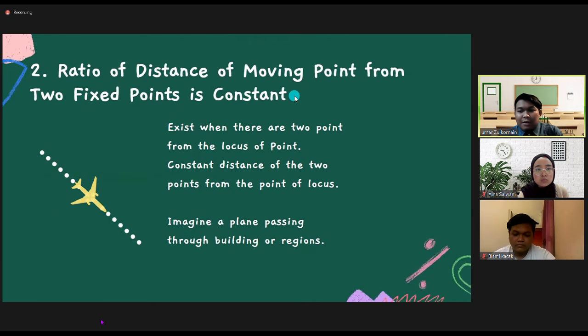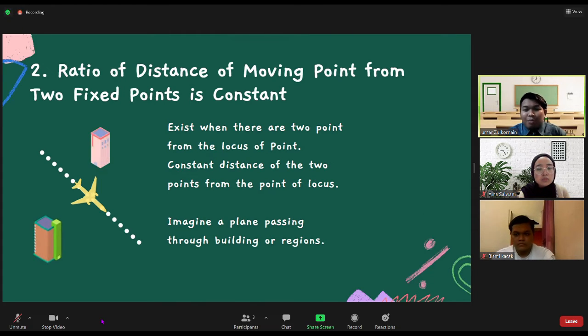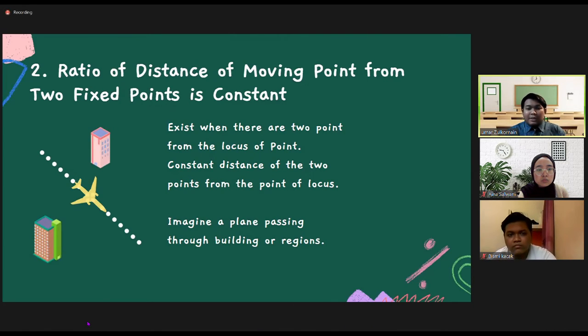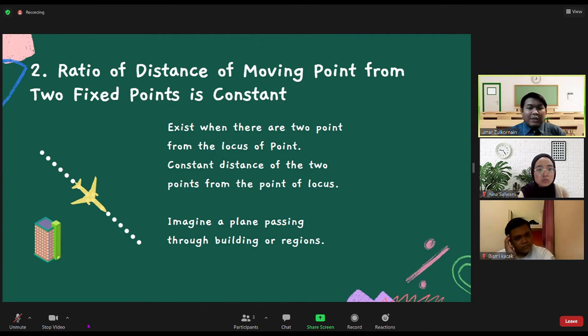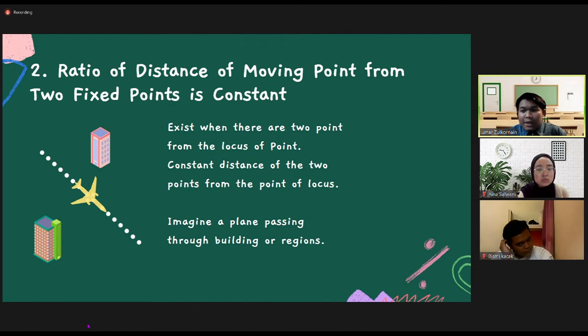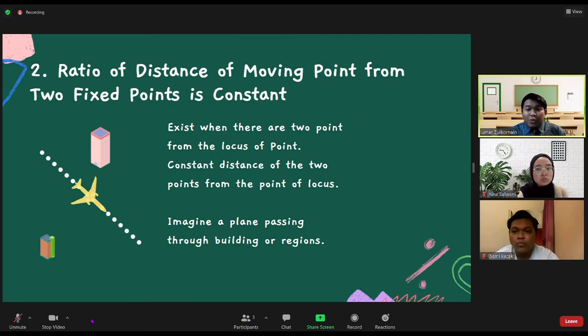By the definition, this is the difference between the first one and the second one. In the second one, you will have 2 points from the locus of point. Just now there was only 1 point, but now there are 2 points. Then, same as the previous one, it has a constant relationship between the 2 points and the locus. But in this section, the difference is we don't use distance in determining the equation of locus, but rather the ratio of the distances. I will show you guys in the example.